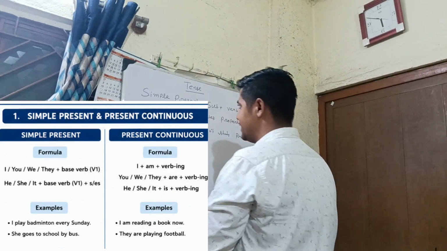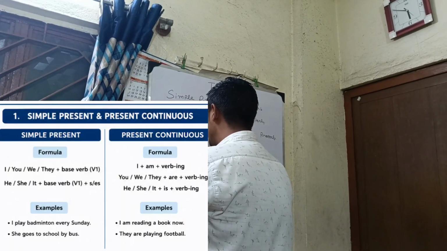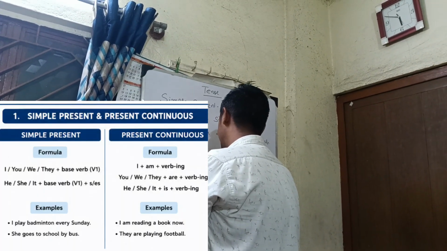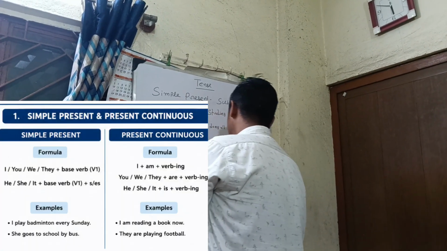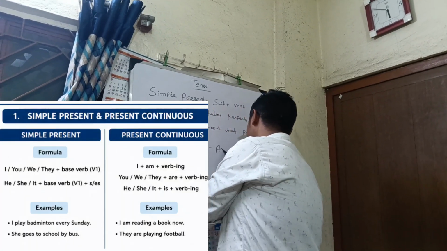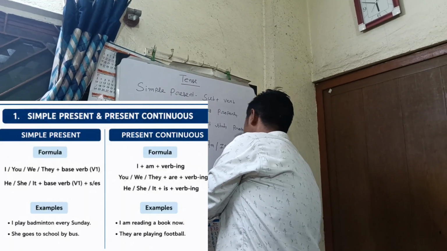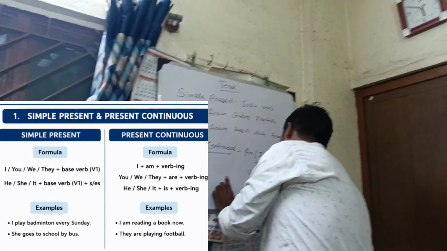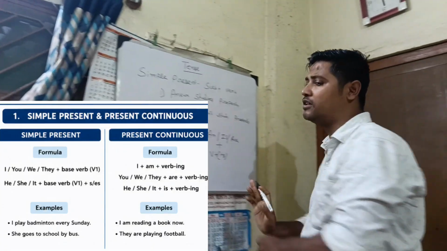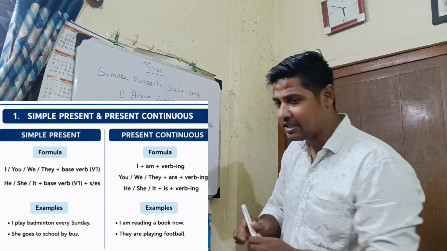Simple present tense, then present continuous. I'm going to ask you different types of questions, so be careful. Present continuous, am, is, are. I have often seen that students make mistake. They write am, is, are, and right after that they write the main form of the verb, which can never ever be possible.